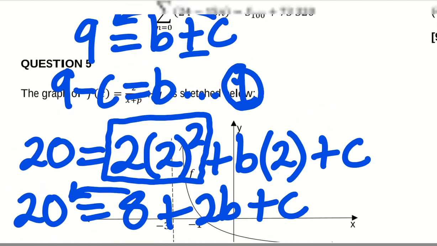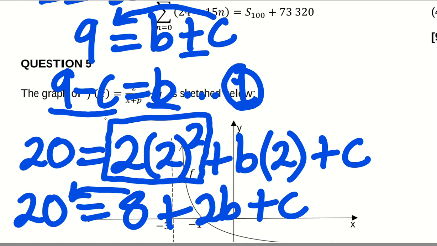Let's go back to equation 1 and let's identify something. Here, equation 1, it actually shows that b is equal to 9 minus c, right? So it's 9 minus c equals to b. 9 minus c equals to b just means that b is equal to 9 minus c. I can write it like that. B is equal to 9 minus c. So this is equation 1.